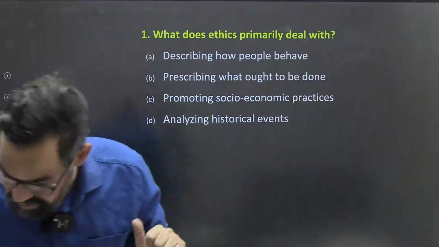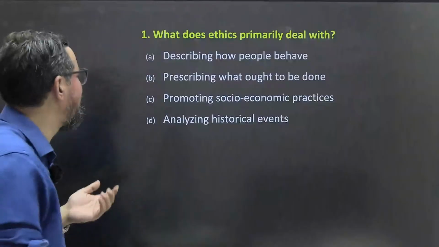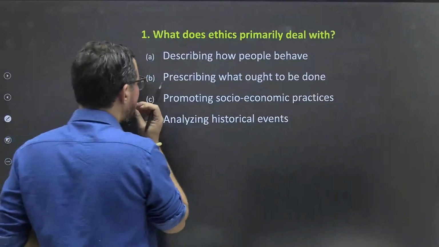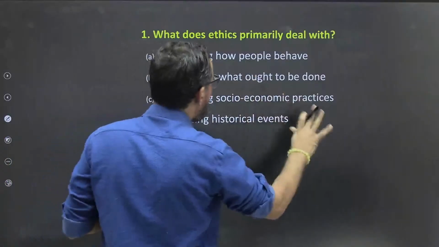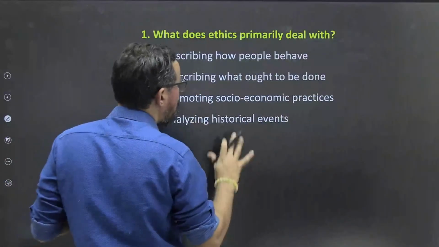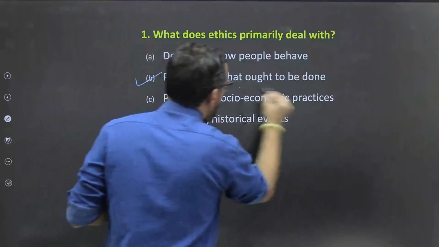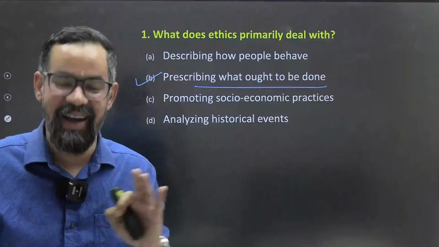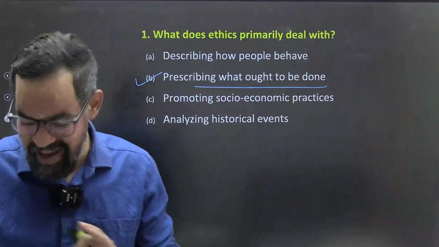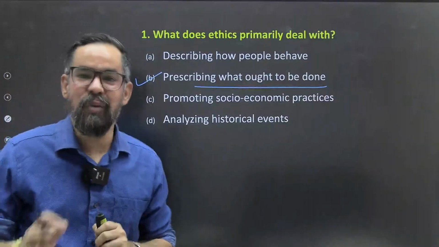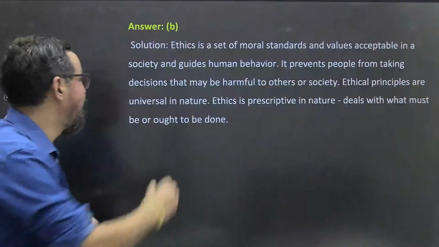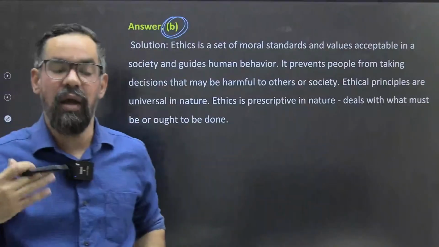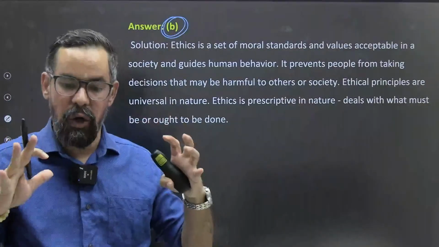Yes, I'm getting answers for the first question itself. So what does ethics primarily deal with? It is describing how people behave, or prescribing what ought to be done. It is option B. Whoever mentioned option B, other people are doing this sort of guesswork, I can understand. So option B should be the right answer for this one. Ethics is all about, see, if you come to it, there are three major thoughts.